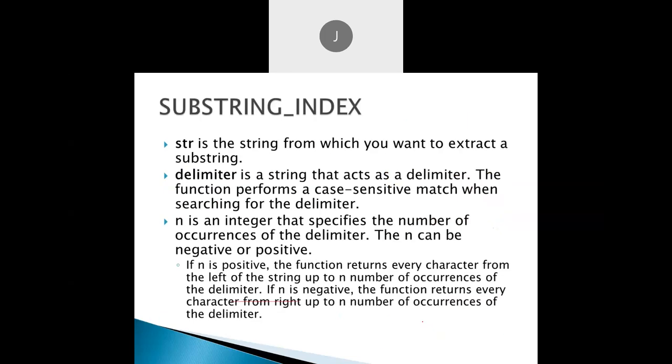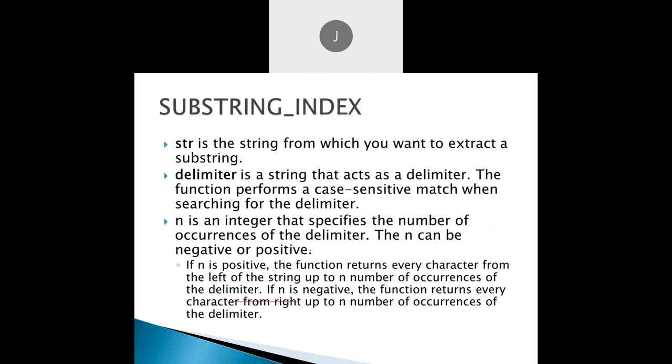Is this both clear? So a string, str is the string from which you want to extract a substring. Delimiter is the string that acts as a delimiter. The function performs a case sensitive match when searching for the delimiter. Okay, it will not check for the case, it will match with the case sensitive. That's what they're saying. N is the integer that specifies the number of occurrences of the delimiter.